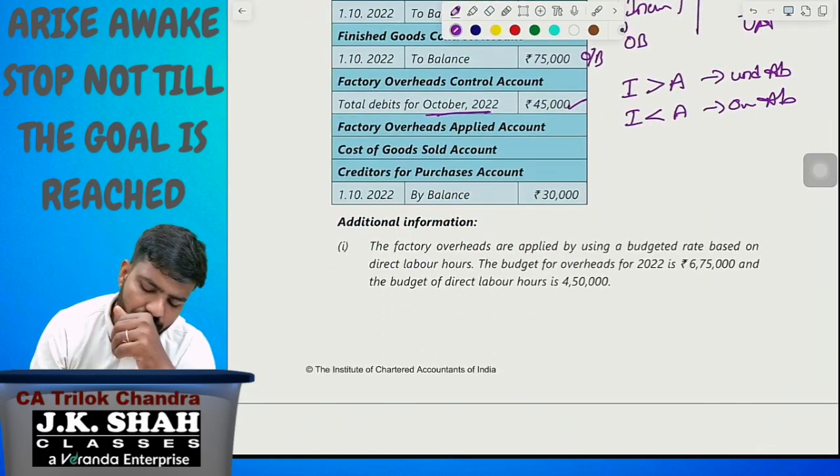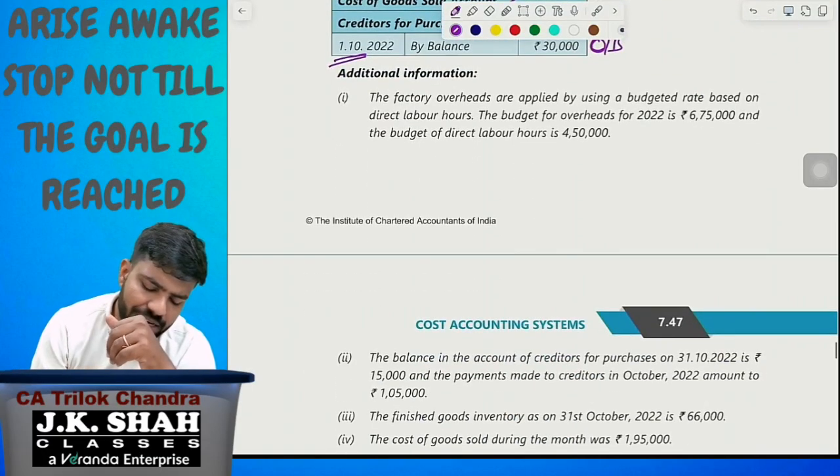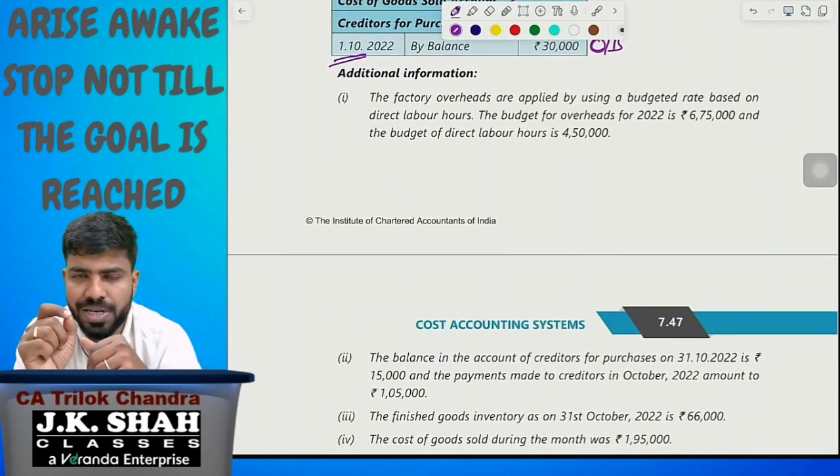They are asking for the factory overhead applied account, cost of goods sold account, and creditors for purchases as on 1/10/2022, 30,000. This is also an opening balance. These are the balances given. And look at the additional information. Let's go point-wise. Listen to me carefully.